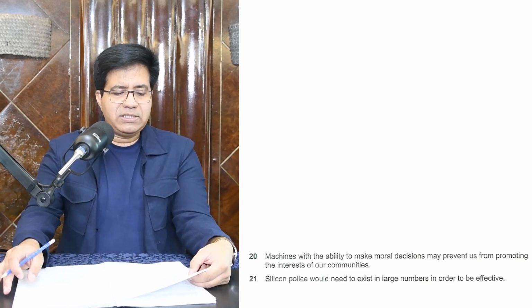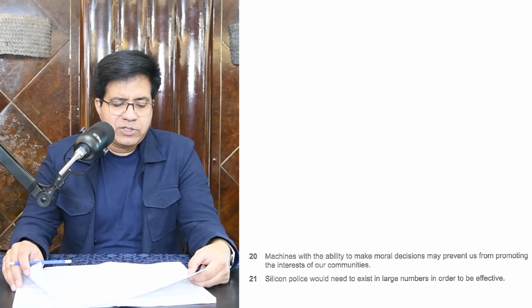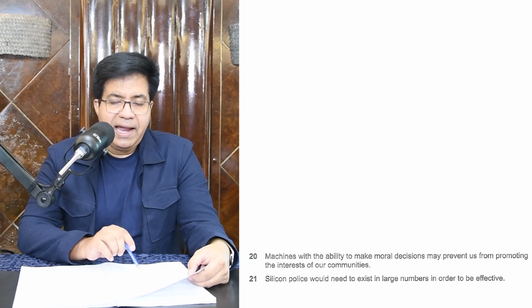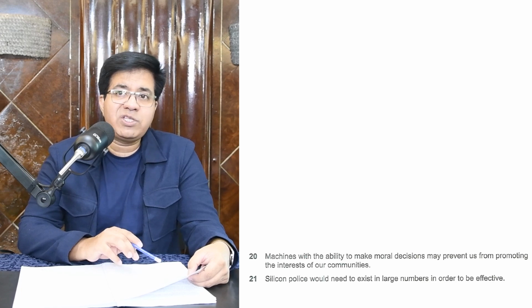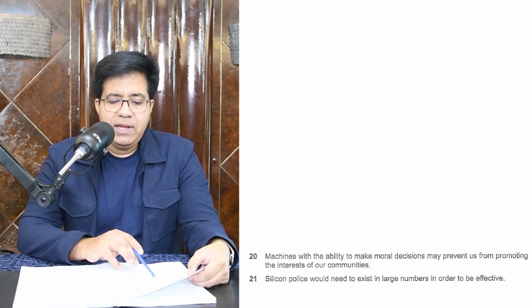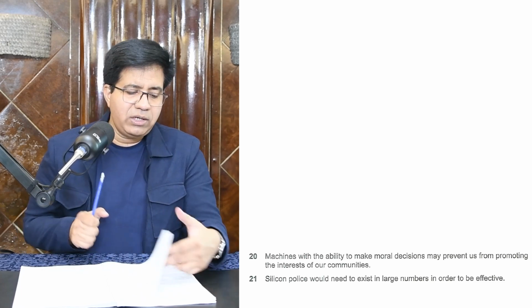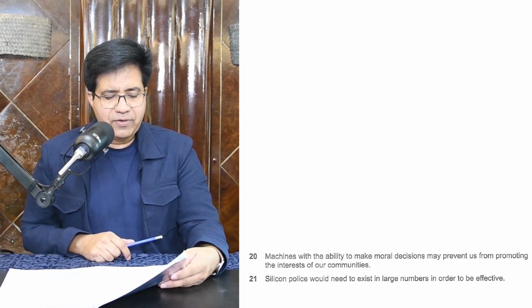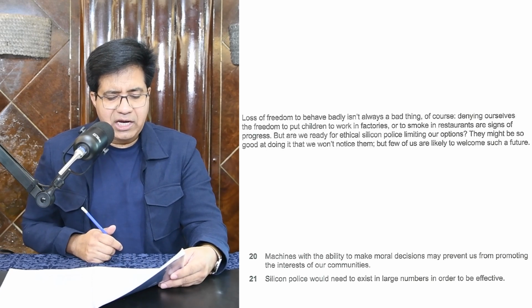Question number 21, Silicon Police. Now the clue word is Silicon Police. Silicon Police would need to exist in large numbers in order to be effective. Now, if Silicon Police need large numbers to be effective, answer is yes. If they can be effective with small number, answer is no. And if they don't tell us about numbers, large or small, then answer is not given. So where is Silicon Police? It's the next paragraph, okay? So please come to second page, fourth paragraph, and I'm reading it from third line.